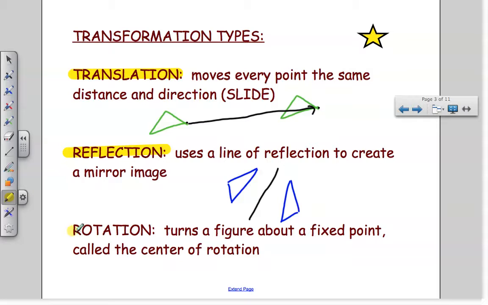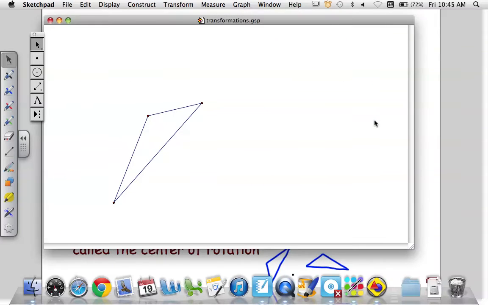And finally, the last type of transformation we're going to talk about today is a rotation. You're turning a figure about a fixed point, and that point is called the center of rotation. So if I take this triangle and I want to create a rotation, all I have to do is copy and paste it and grab that bar and turn it, right? So that would be a rotation, except it would be rotating over a point, which would probably be about here. Alright, but let's do some very accurate transformations of translations, reflections, and rotations in Geometry Sketchpad.